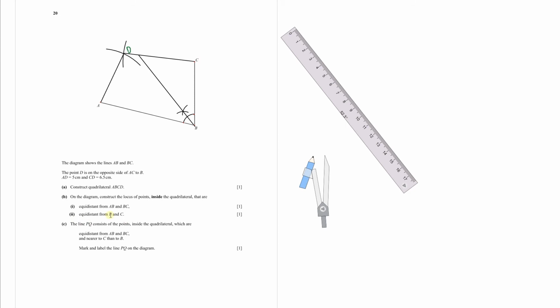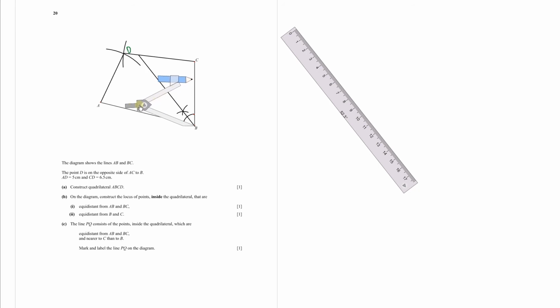Part 2 is equidistance from B and C. So B and C, that means we have to draw a perpendicular line bisector of this line BC. So how do you draw the line bisector? You place the compass on one point of the line. Make sure you open it up more than halfway. So if I place my compass here, I have to open it up more than half the length of the line. So this is somewhat more than halfway the length. And then draw two arcs.